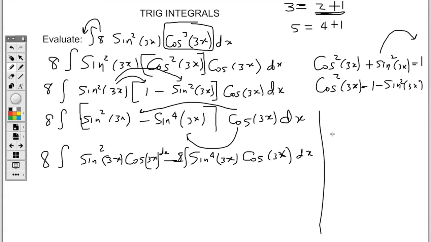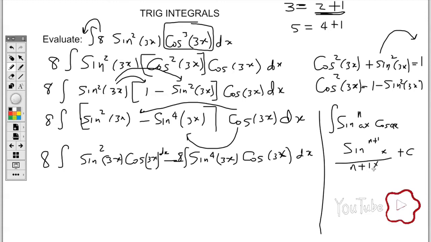Let me remind you of integration by recognition. The integral of sine to the n x cos x is equal to sine n plus 1 x over n plus 1 plus c. So if I have a number in front of x, then it will go in the denominator, so you multiply n plus 1 times a.